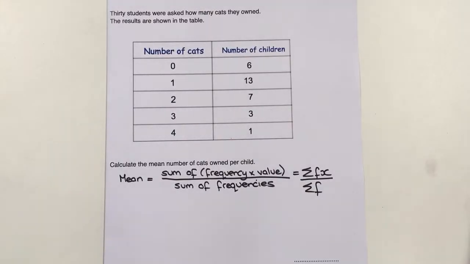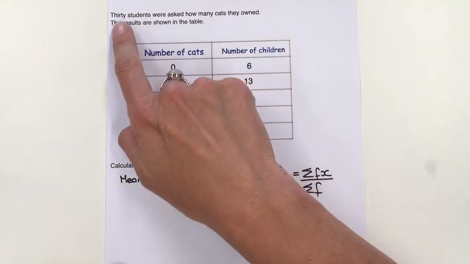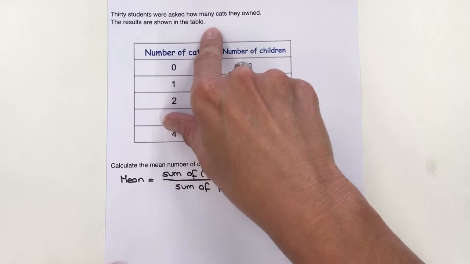Right, we're going to have a look at how to calculate the mean from a frequency table. Now, a frequency table is for discrete data, so data that you can count. So this information is about 30 students who were asked how many cats they owned.